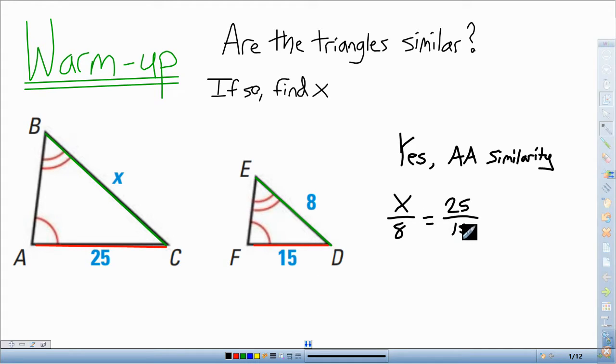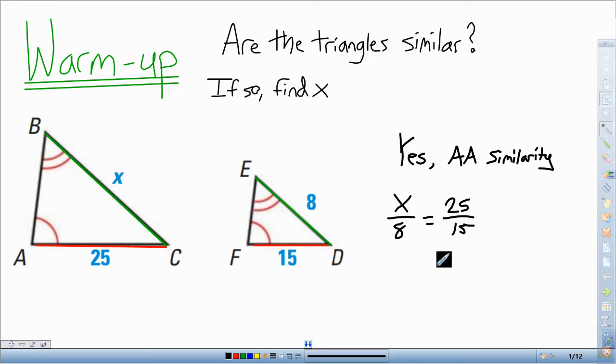And I just want to point out again, I could do 8 over x as my first ratio. But if I did right over left, I would have to do right over left for my other one. I would have to do 15 over 25. So it's not that you always need to do left over right, but it's good to decide in your head what your pattern is and stick with it, because it's easy to mix them up.